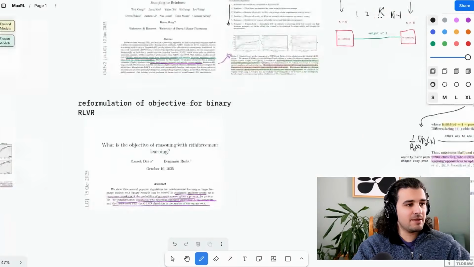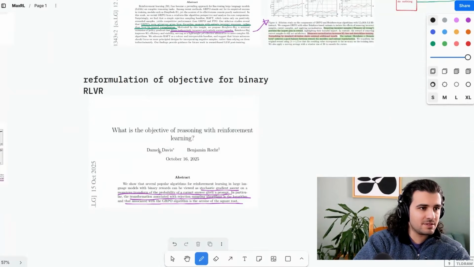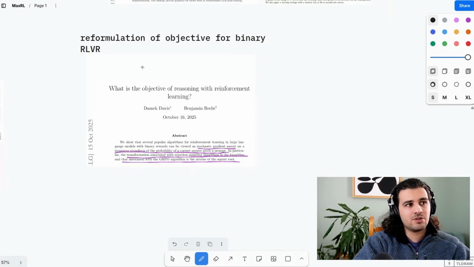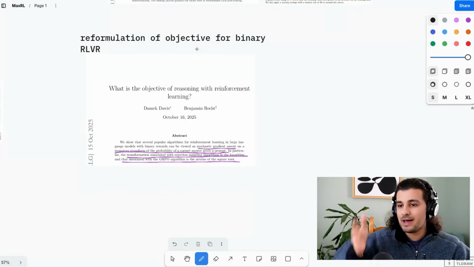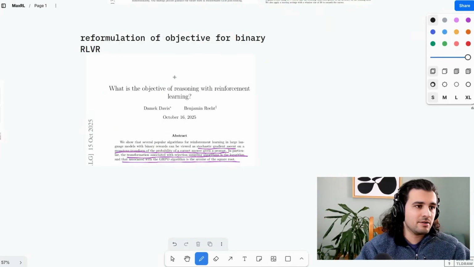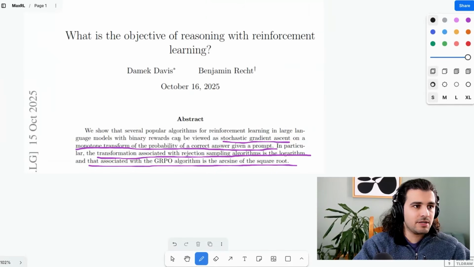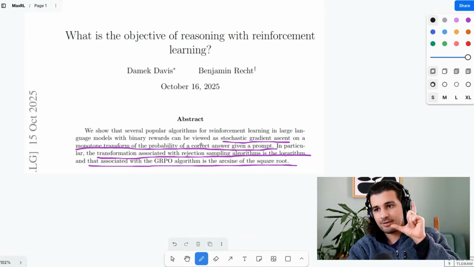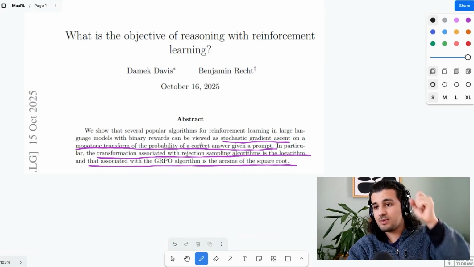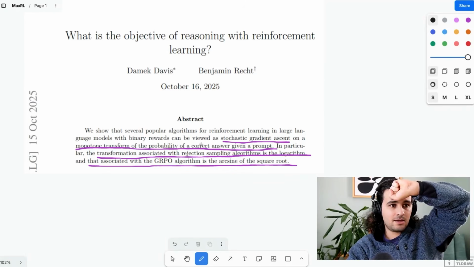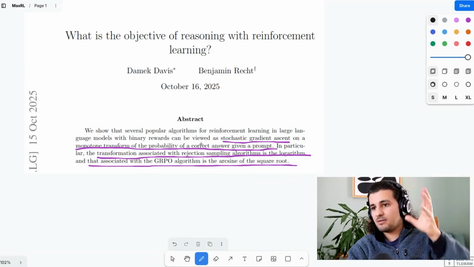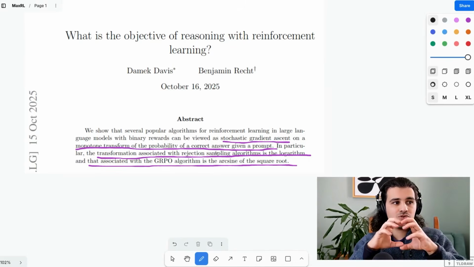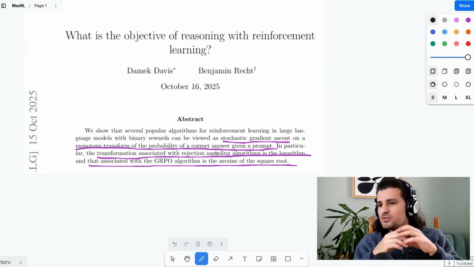And there's another important paper by Damek Davis and Benjamin Recht. It actually is referencing other papers that are important. But basically what they found is that you can reformulate the objective in the binary situation with RLVR, right? They are saying that with binary reward, the RLVR situation can be viewed as stochastic gradient descent on a monotone transform of the probability of a correct answer, given a prompt. This is important because there's a trick that they're going to use, Fahim and the gang, in order to craft the MaxRL. And for the monotone transform, you can use any formula.